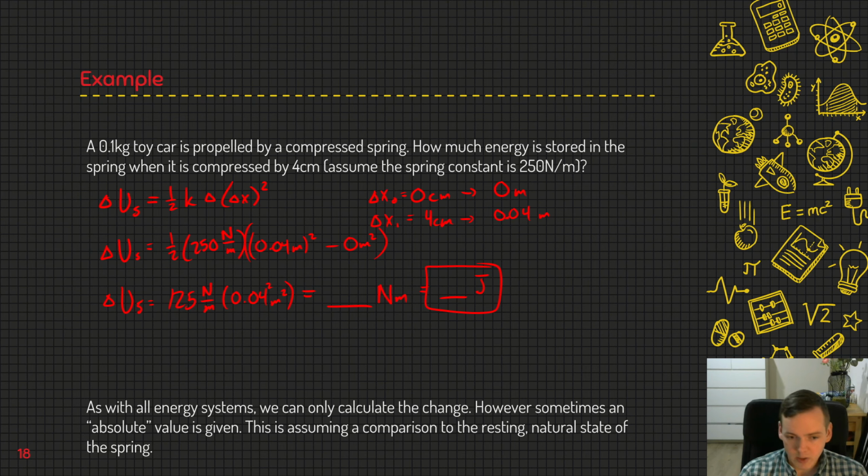As we've said, with all energy systems, we can only technically calculate the change, but sometimes you'll see that the spring potential energy is a certain amount. Like they haven't said the change, they just say there's 20 joules of energy in this spring. And this is assuming a comparison to the resting or natural state of the spring. So in this case, we could effectively say there's this many joules of spring potential energy because we're comparing it to when it was not stretched or compressed at all.